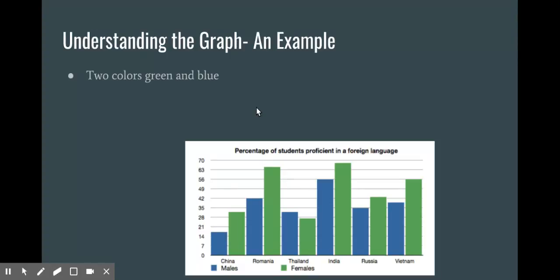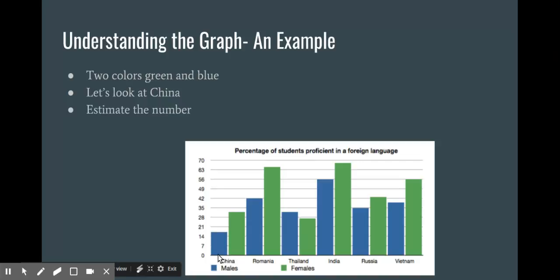So like we already know, because we looked at the outside of the graph, we have 2 colors here, green and blue. Green represents females, blue represents males. So let's look at the first bar in the bar graph, or the first country. The first country is China. So it's males and females. So the first country is actually the first two bars. So we're looking at China.